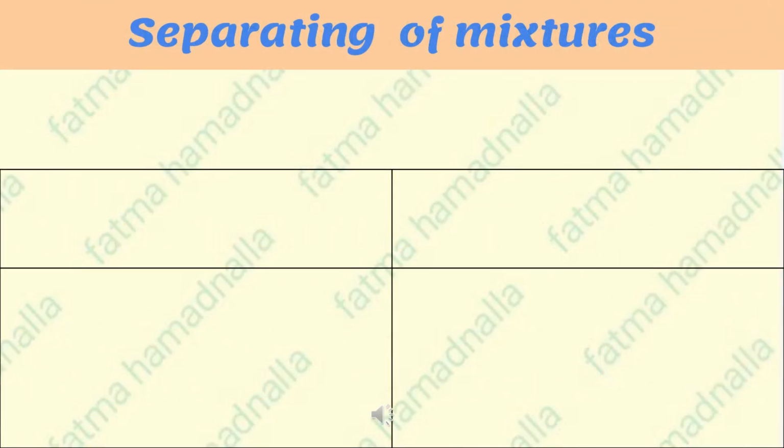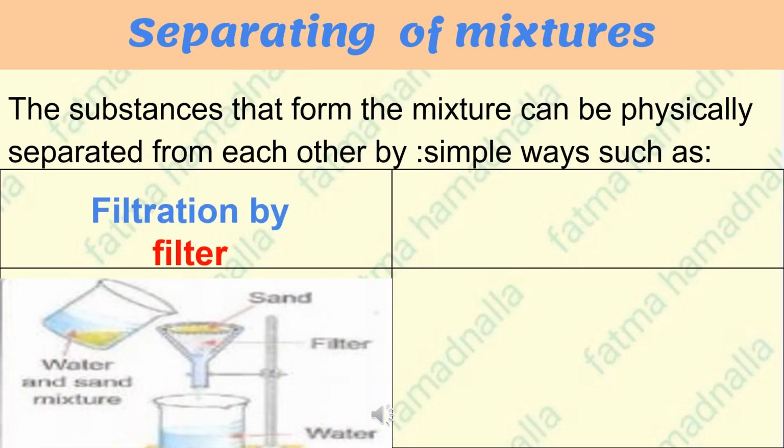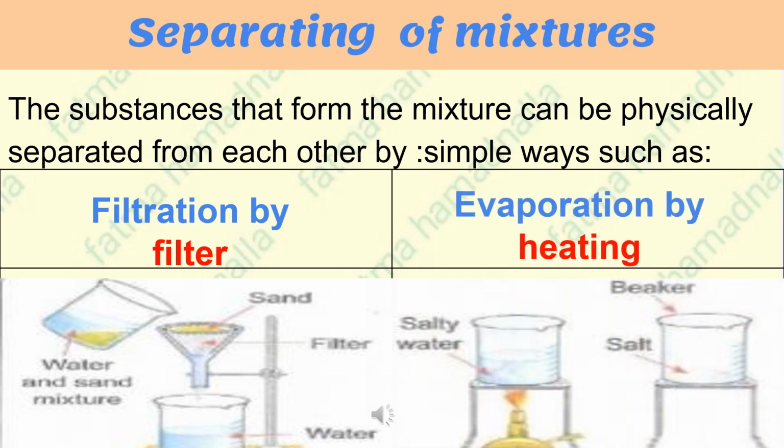The last thing we need to know about mixtures is separating mixtures. The substances that form a mixture can be physically separated from each other using simple methods, such as 1. Filtration, by using a filter. 2. Evaporation, by heating the mixture.